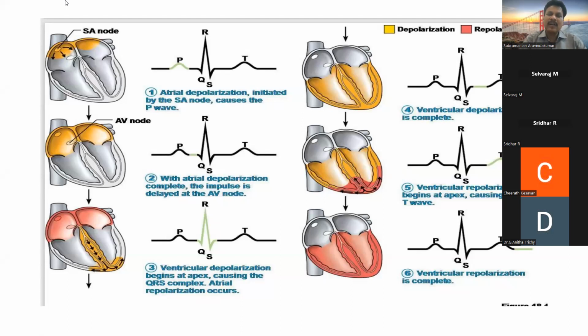So now you know where exactly every wave stands. P wave in the atrium, PR in the distal part of the atrium and the AV node, QRS complex in the ventricle, and the relaxation part is seen in the T wave.